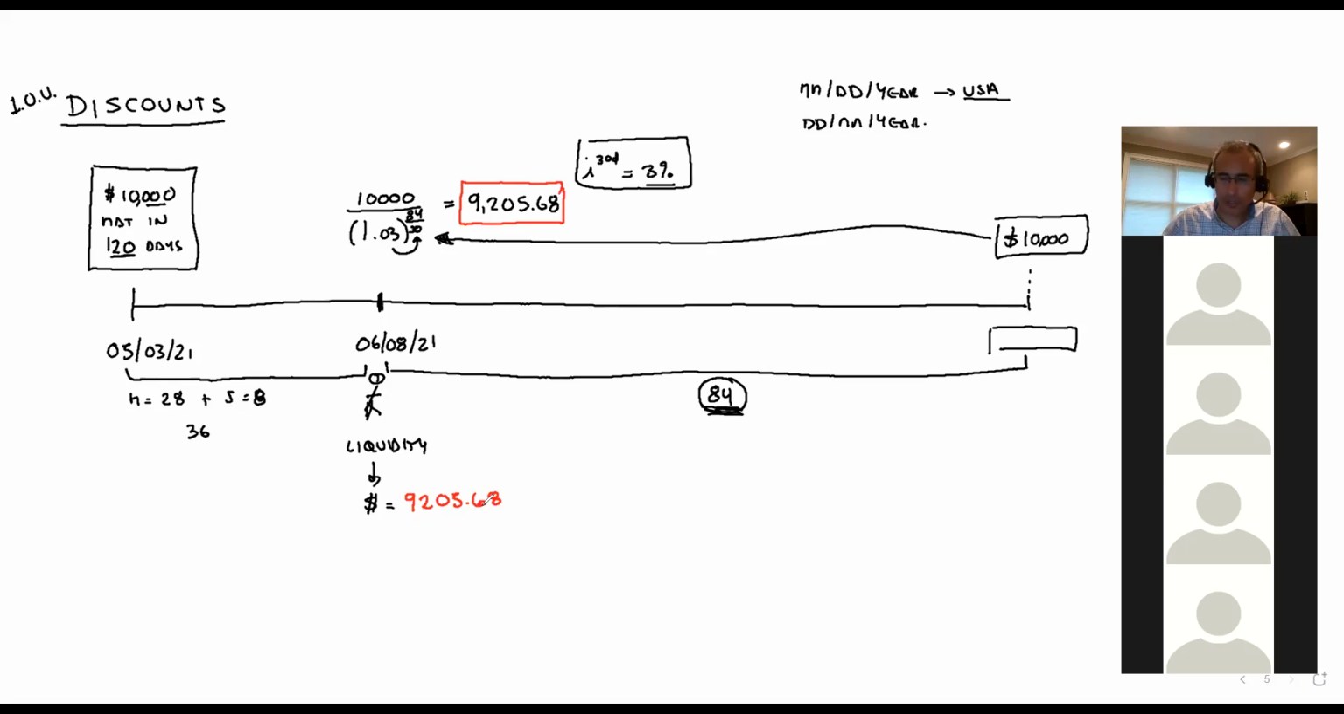Yes, Prof. Perfect. Okay, so now there is something that is called a discount or bank discount. The bank discount is the amount of money that the bank keeps for them. So it's very simple. It's going to be the principal minus what you get. So how much money is the bank going to keep? It's going to be $10,000 minus 9,205.68. So the bank will keep $794.32.